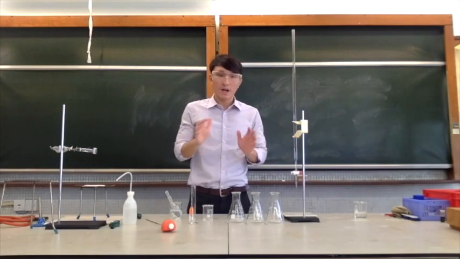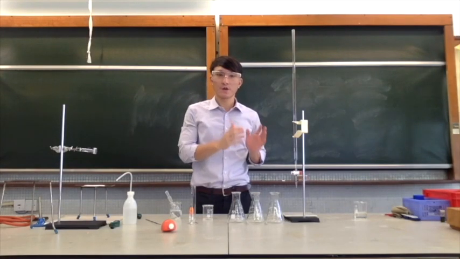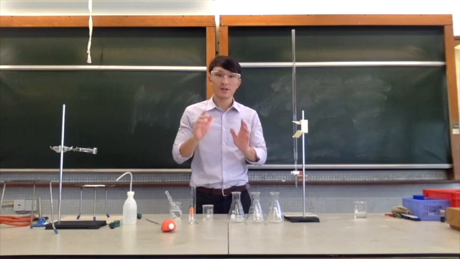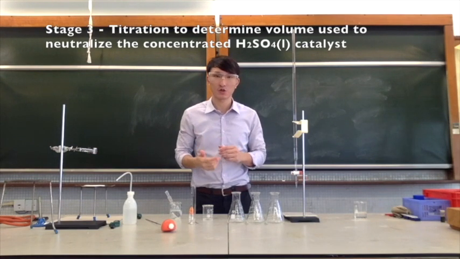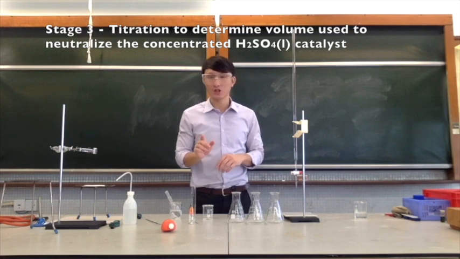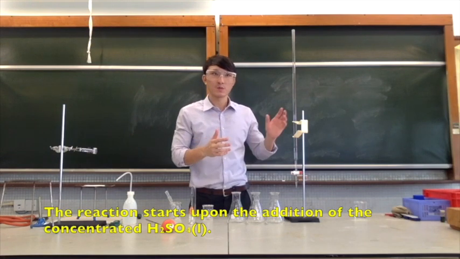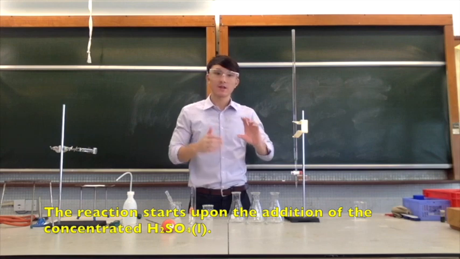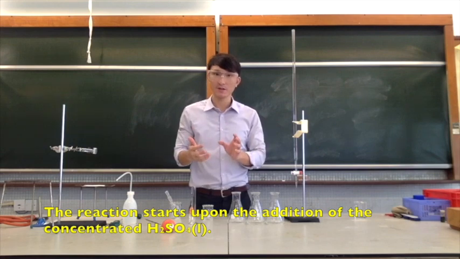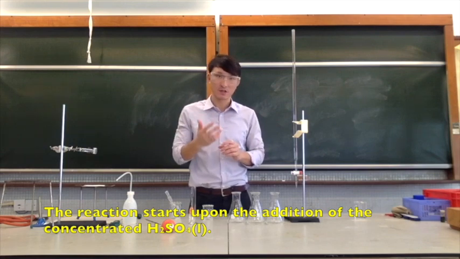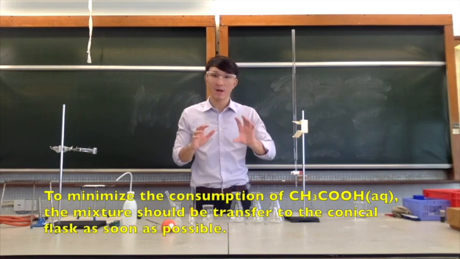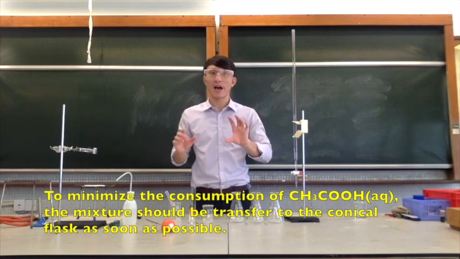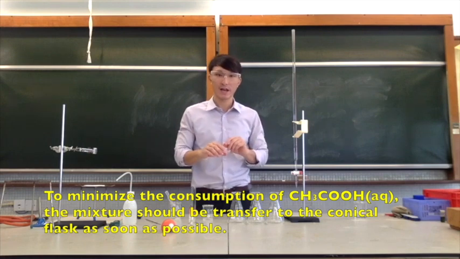Now, after we have finished the first set of titration, it is time to add the concentrated sulfuric acid and then carry out the titration again. However, pay attention to one thing. Because once we add the concentrated sulfuric acid, the reaction may already start, and part of the ethanoic acid may be consumed. Therefore, we must extract a 1 ml portion of the mixture as soon as possible after we add the concentrated sulfuric acid.